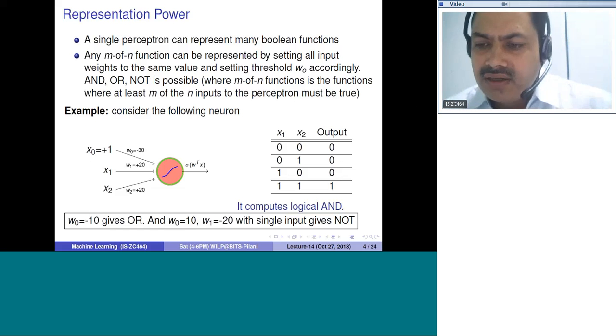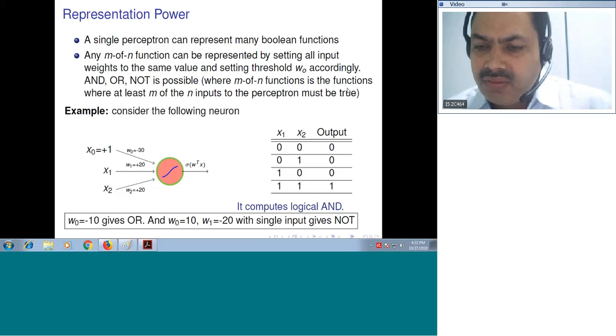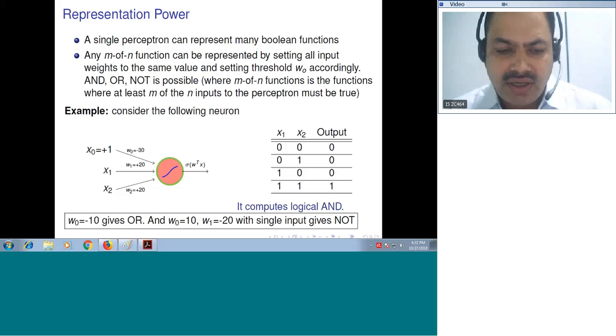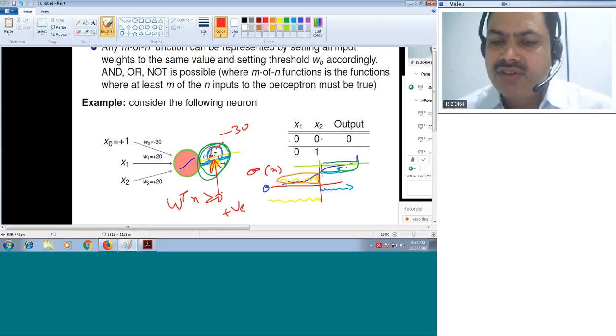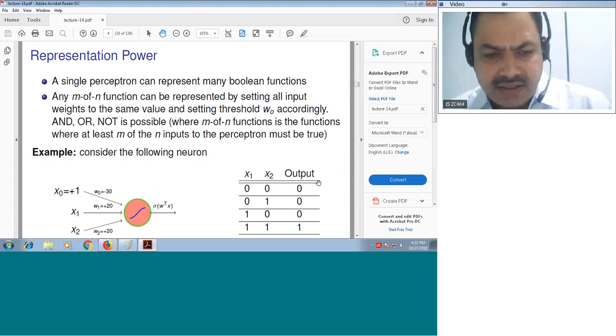Somebody is asking, sir, what about the significance of the sigmoid? I just pointed out what the significance of the sigmoid is: if the input is positive, it gives you +1, otherwise negative. The sigmoid makes the function behave like that. All right, so we have seen this.